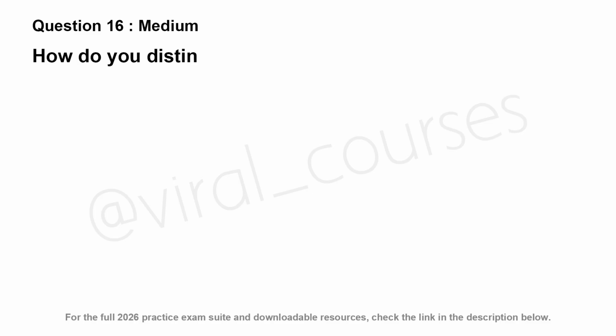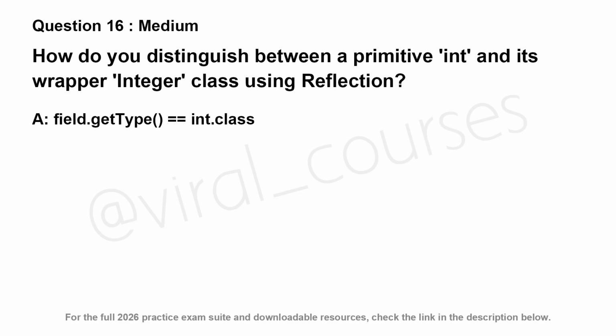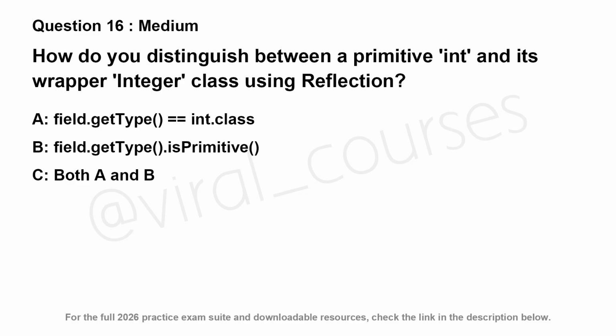How do you distinguish between a primitive int and its wrapper Integer class using reflection? Option A. Field.getType().equals(int.class). Option B. Field.getType().isPrimitive(). Option C. Both A and B. Option D. Reflection treats them the same.